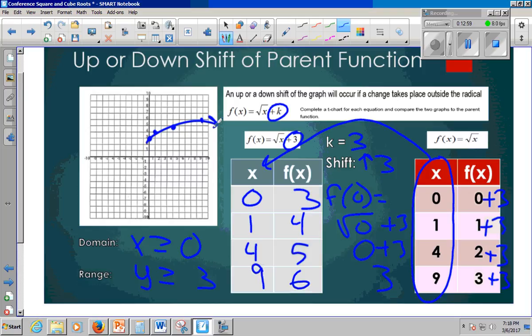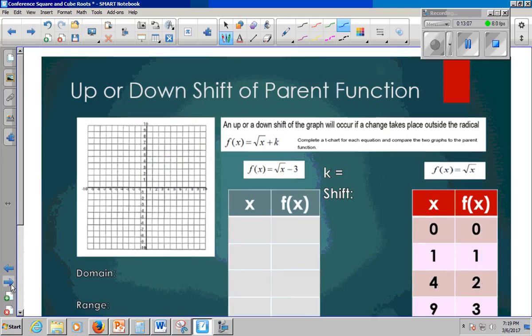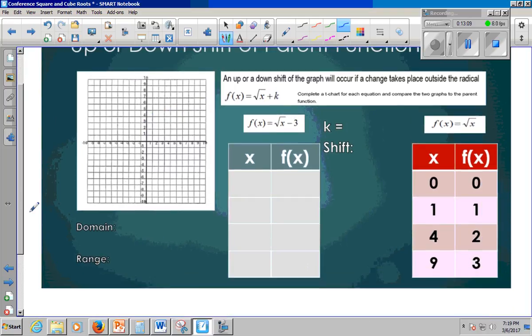Again, we kind of tested a couple points out already, so I think that's sufficient. And let's go ahead and take a look at one more. So this one, we're going to shift down 3 units, right? So we can see here k is negative 3. Of course, we could write it as square root of x plus negative 3. And then your k is exactly negative 3, and so we shift down 3 units, right? Okay. So again, it's not going to move left to right.